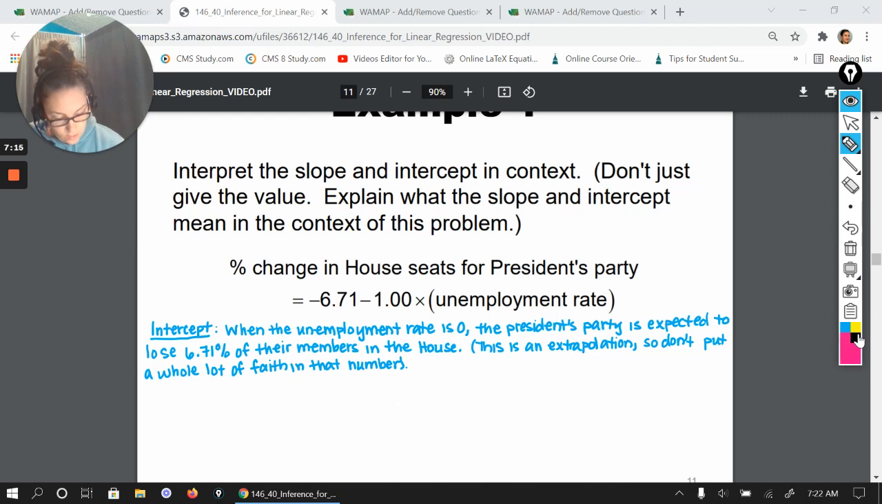All right, now let's interpret the slope. So for every 1% increase in unemployment rate, the percent change in House seats is negative 1% for the president's party.